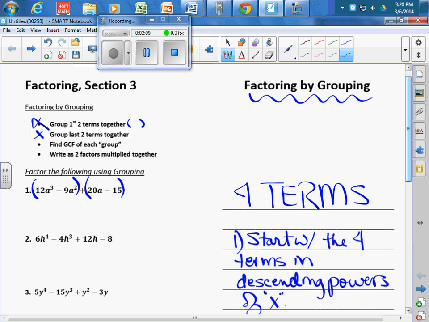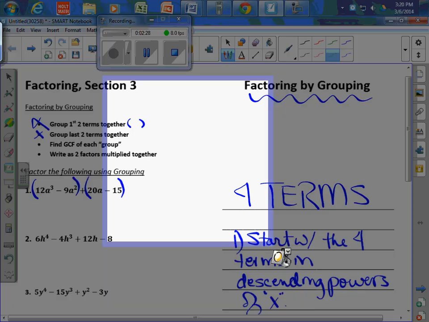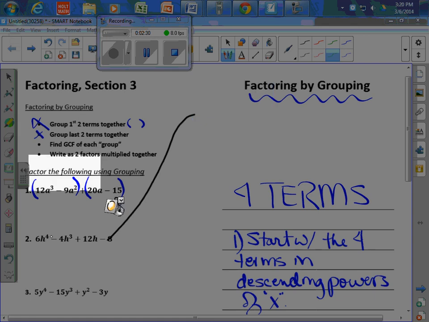Now let's just look at the first group, my first parentheses here. What I'm going to do here is I'm going to be able to find the greatest common factor of those 2 terms. I'm just looking at this right here. The 12a to the third and minus the 9a squared. Just look at that parentheses and tell me what the greatest common factor is. Well, between 12 and 9, you have a 3. And between the a to the third and the a squared, you have a squared.